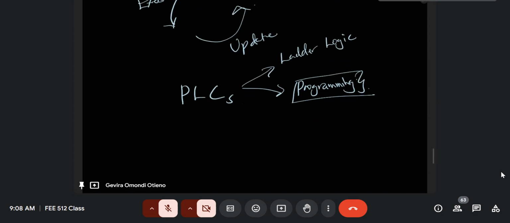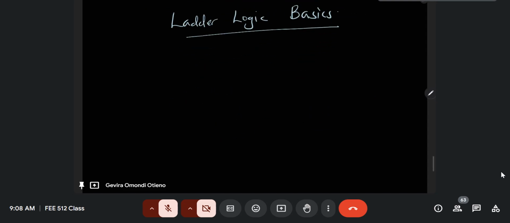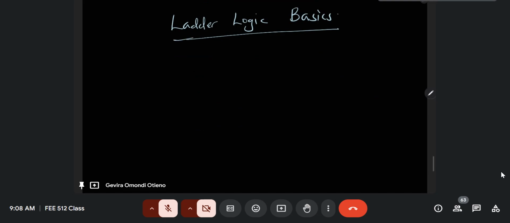So let me just call this ladder logic basics. I'm just introducing the very basic aspects of ladder logic. Then we'll go into the programming in detail in the next class. We've defined what PLCs are. So what is a ladder logic?